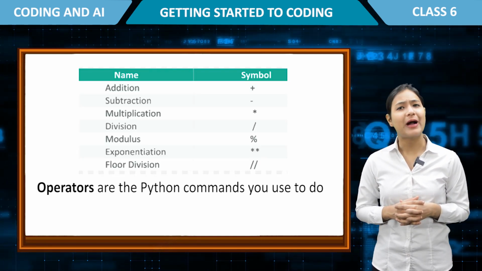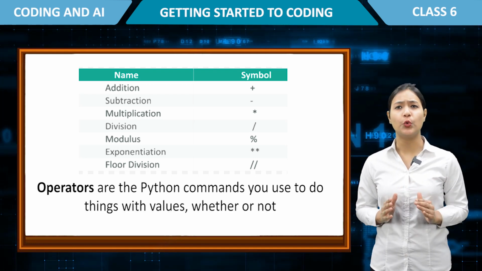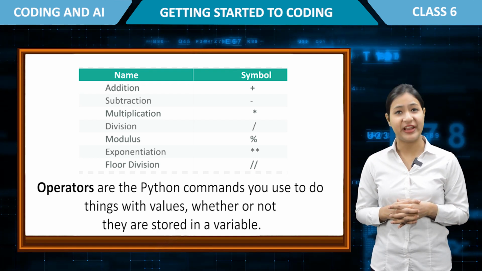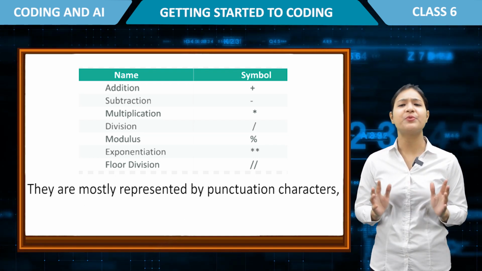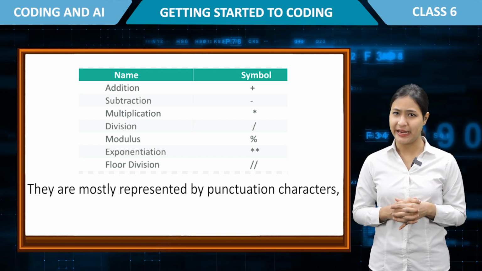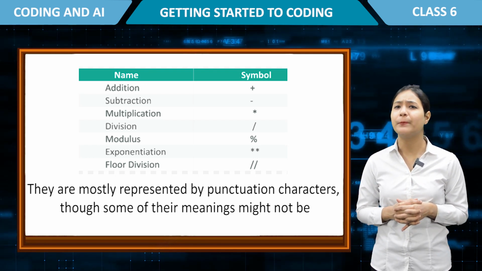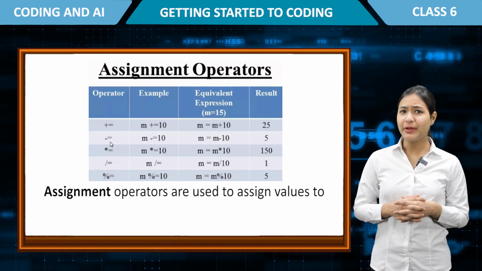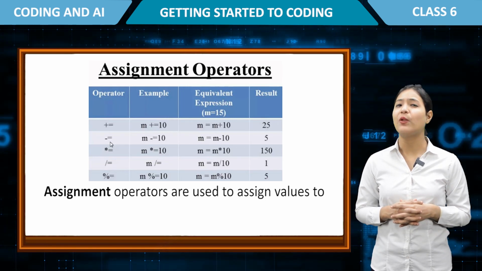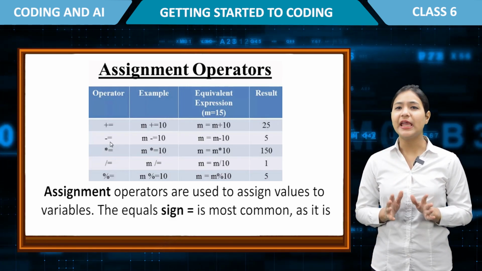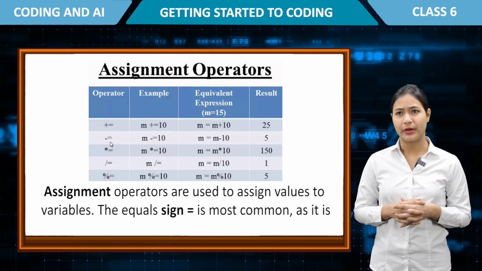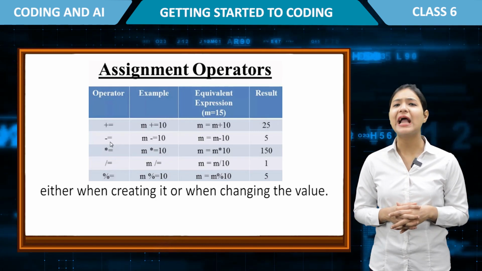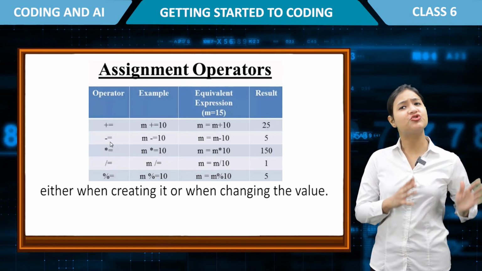Operators are the Python commands you use to do things with values whether or not they are stored in a variable. They are mostly represented by punctuation characters, though some of their meanings might not be what you would expect. Assignment operators can be used to assign values to variables. The equal sign is most common as it is used to assign a value to a variable either when creating it or when changing the value.